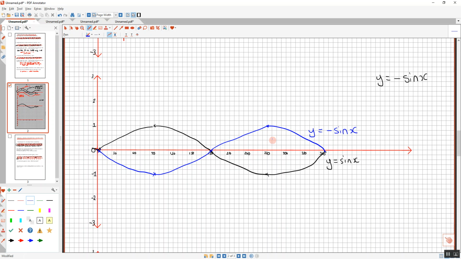What do we notice about the amplitude of negative sin x? Its amplitude is 1. What do we notice about the period of it? It's 360. Okay, it is also equal to 360. It starts to repeat after 360 degrees.